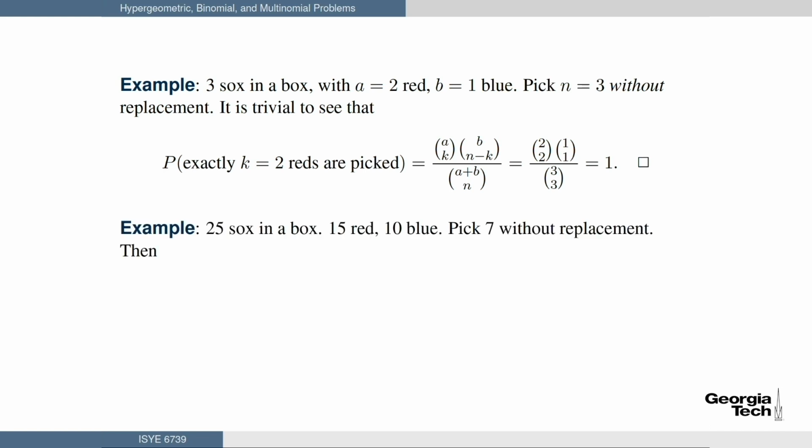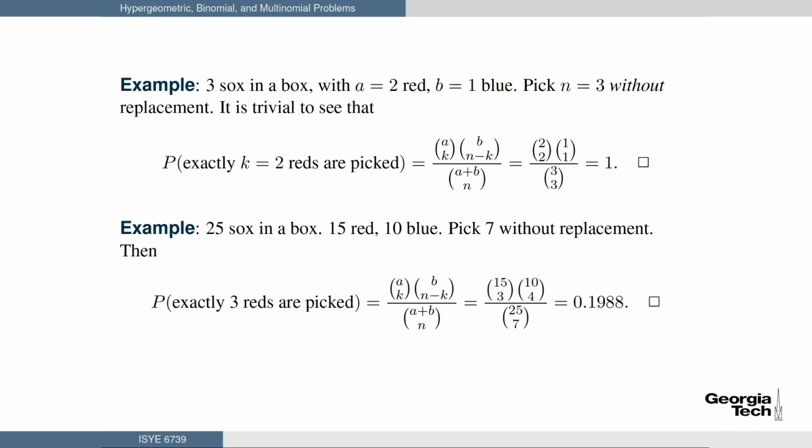Here's a less trivial but pretty easy example. Now I have 25 socks in a box. 15 of them are red, 10 are blue. Let's pick 7 without replacement. I want to know what's the probability that exactly 3 reds and therefore 4 blues are picked. A choose K, B choose n minus K, divided by A plus B choose n. You should be able to say that in your sleep now. So A is 15, K is 3, 15 choose 3. B is 10, n minus K is 4, 10 choose 4. And then A plus B, 25, n is 7, 25 choose 7, 0.1988 when all the smoke clears. Fantastic. So these hypergeometric problems are pretty easy.